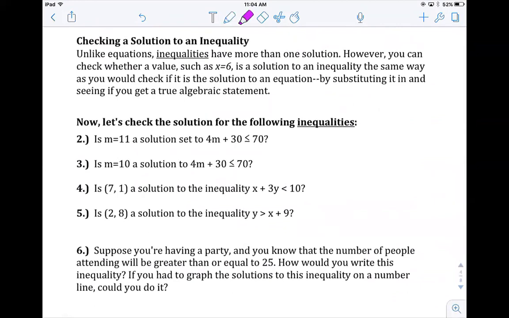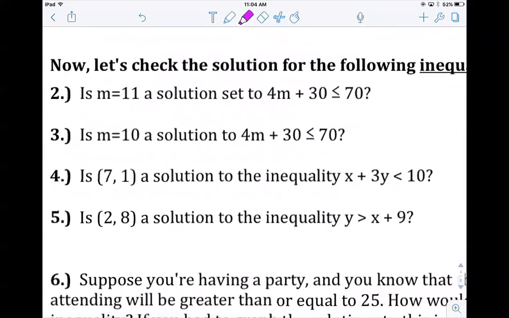Unlike equations, inequalities have more than one solution, more than one answer. You can check whether a value such as x equals 6 is a solution to an inequality the same way you would check if it is a solution to an equation. You'd substitute it in and see if it is true. So we're going to do that, starting with problem 2. It says, is m equals 11 a solution to 4m plus 30 is less than or equal to 70?